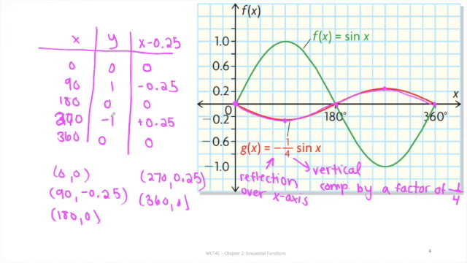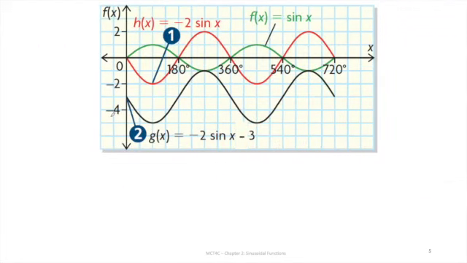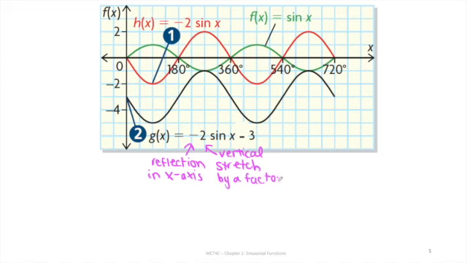Okay, I'm going to go through another example here, putting a couple of transformations together. So what I'm going to get you to do is graph negative 2 sine x minus 3. That negative 2 here is a reflection in the x-axis. That 2 is a vertical stretch by a factor of 2. And then the minus 3 is going to move us down 3 on our graph.